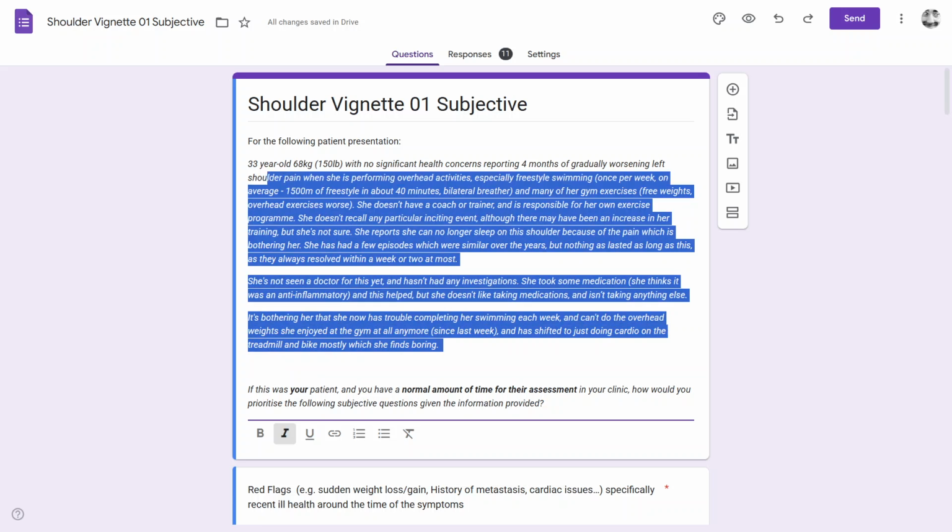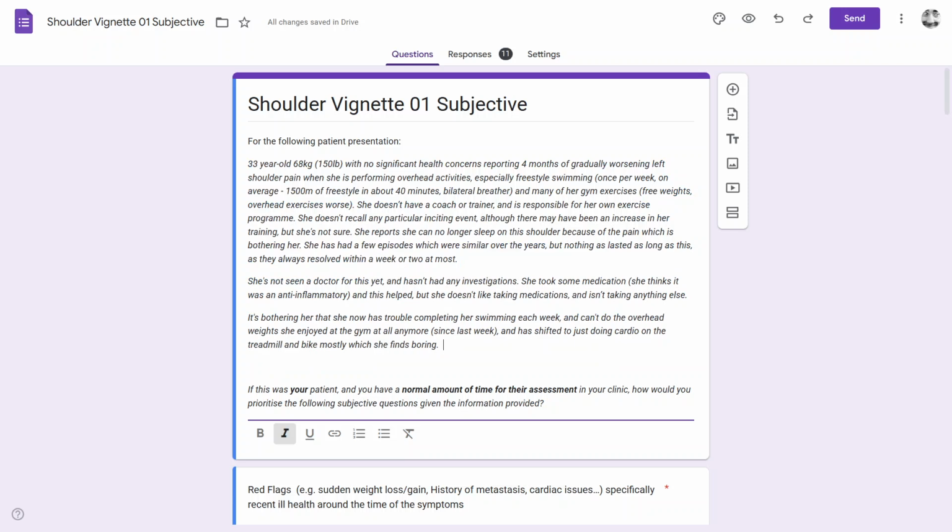So for example, here's the clinical vignette that you would see, and then what we're going to ask you is, if this was your patient and you've just got a normal amount of time for this assessment on that first time when they come through the door, what other questions would you like to prioritize to do in their assessment? So we're not going to be doing the world's most comprehensive examination that's ever been done for these patients, but given your normal time constraints, what other things do you need to find out?